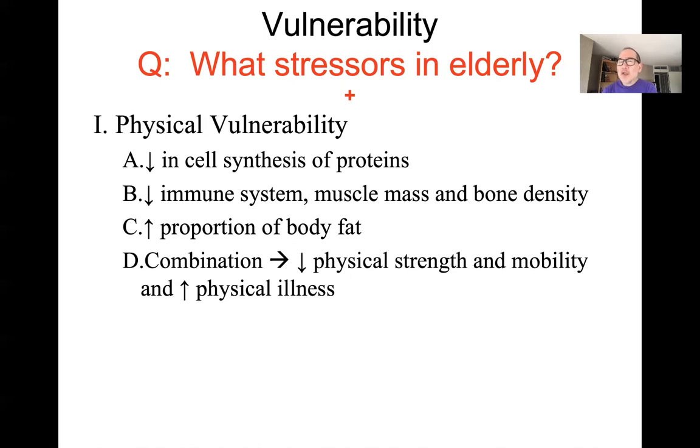All in combination, these things will lead to a decrease in physical strength, mobility, agility, and reaction time, and also an increase in physical illness, which certainly has an impact on behavior and emotional functioning.